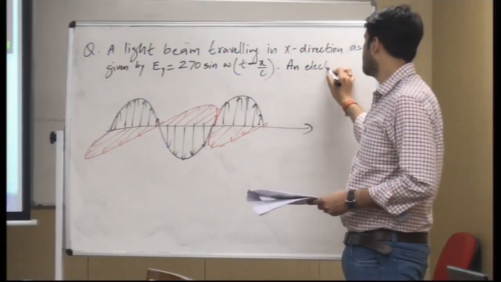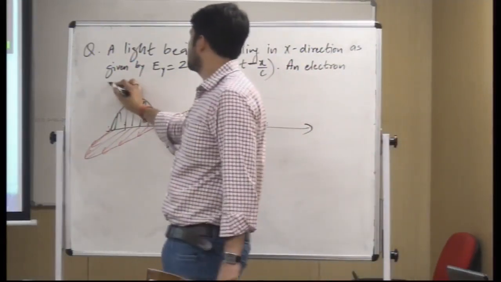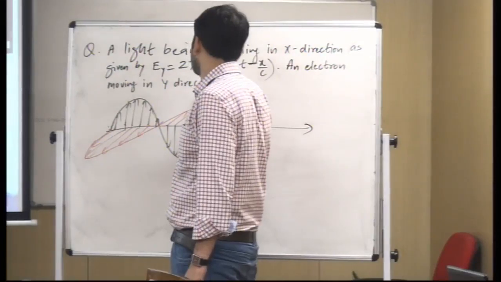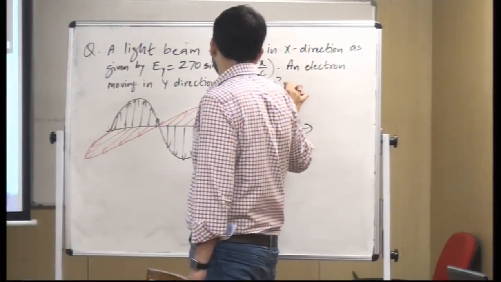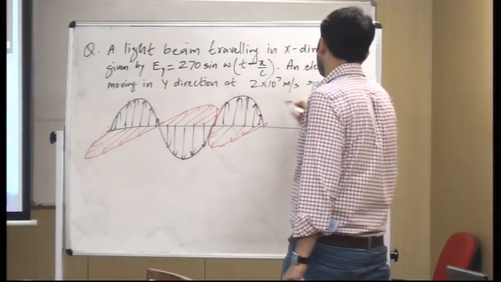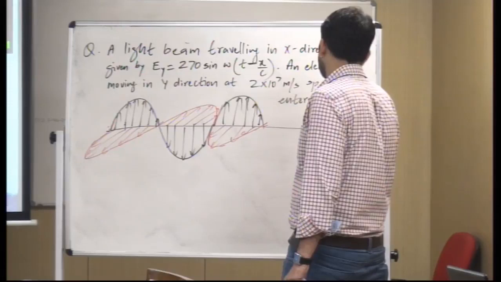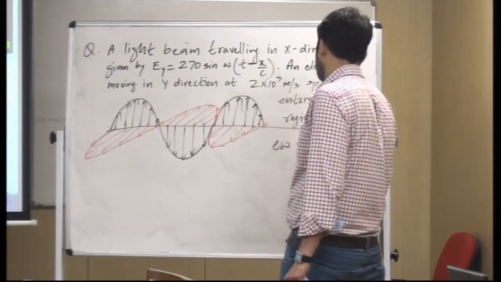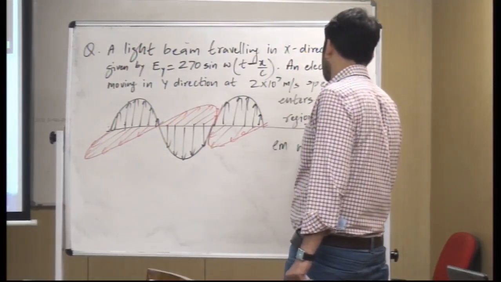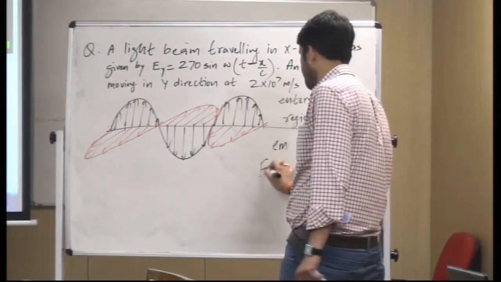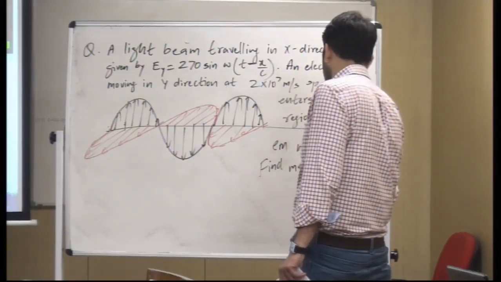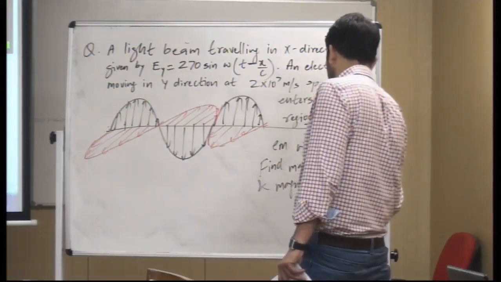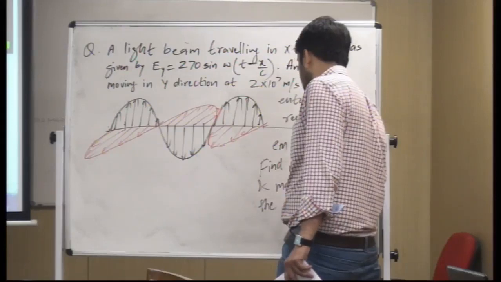An electron moving in y direction at 2 into 10 to the power 7 meter per second speed enters the region of EM wave. Find maximum electric and magnetic force on the electron.